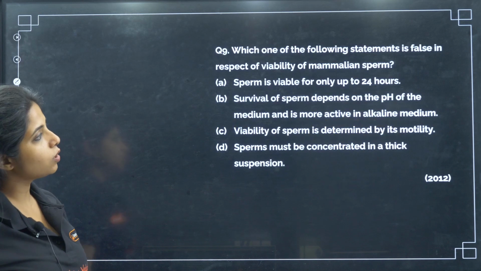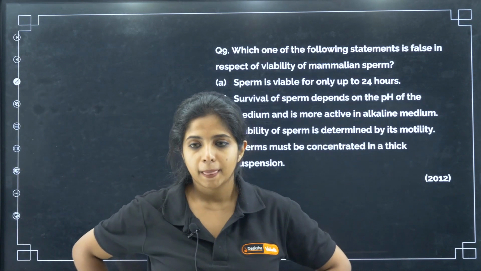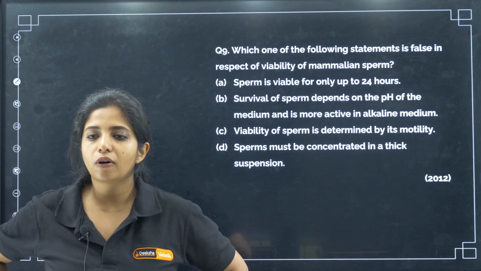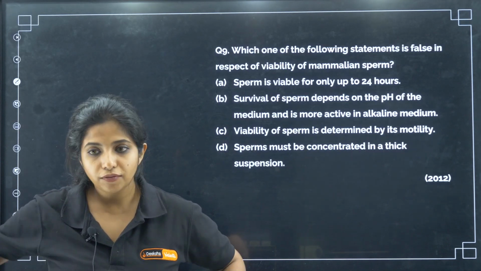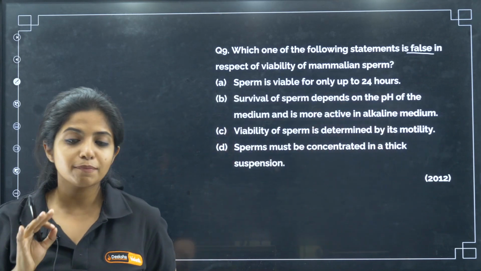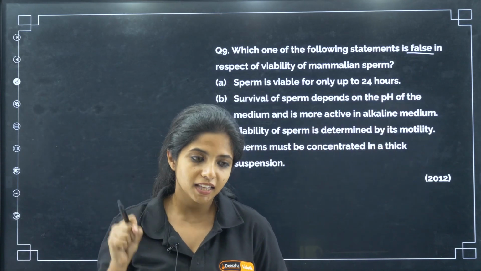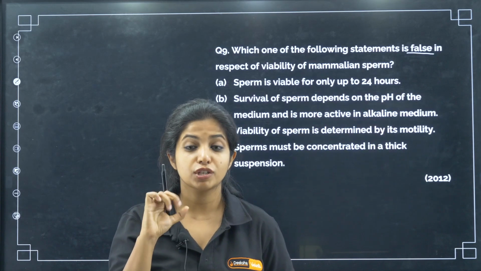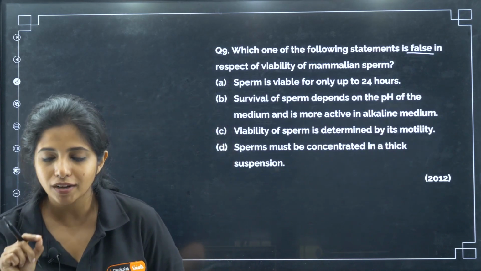Next, which one of the following statements is false in respect to viability of mammalian sperms? So, sperm is viable for only up to 24 hours. You have to find the false one, that is the incorrect one. Do you think sperm is viable only up to 24 hours? Wrong. It can survive in the body for almost 5 days. So, this is a very wrong statement.